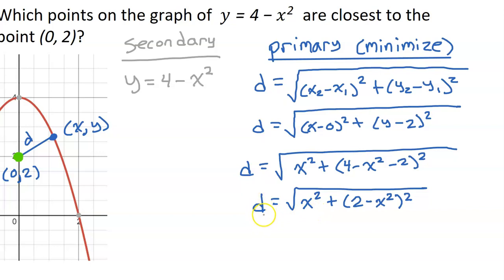Normally I would take the derivative of this and set it equal to 0 to find those critical values. And I could do that, but this would be a relatively ugly equation to find the derivative of, just because I have the square root over everything. So this whole thing is to the 1/2 power, and then I've got the x squared plus the (2 minus x squared) squared. So there's a lot of chain rule going on. There's an easier way. There's a shortcut that I can use.